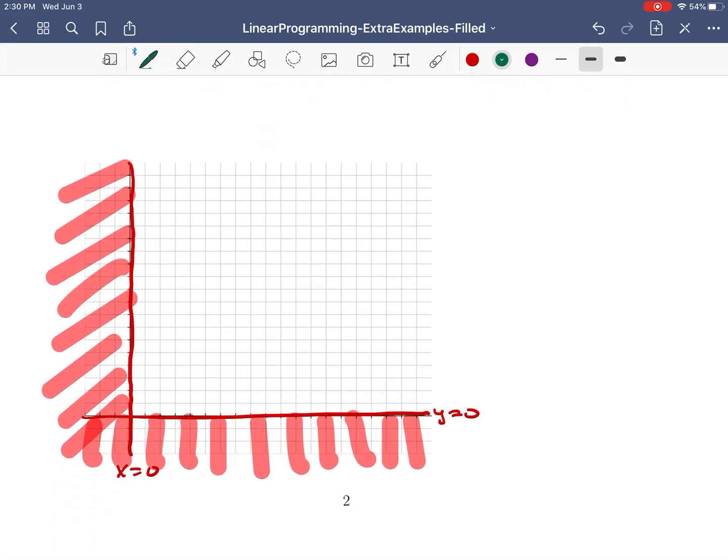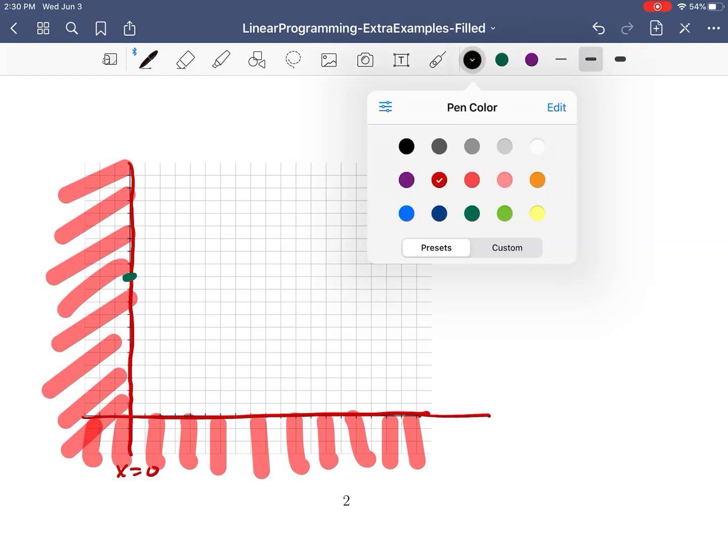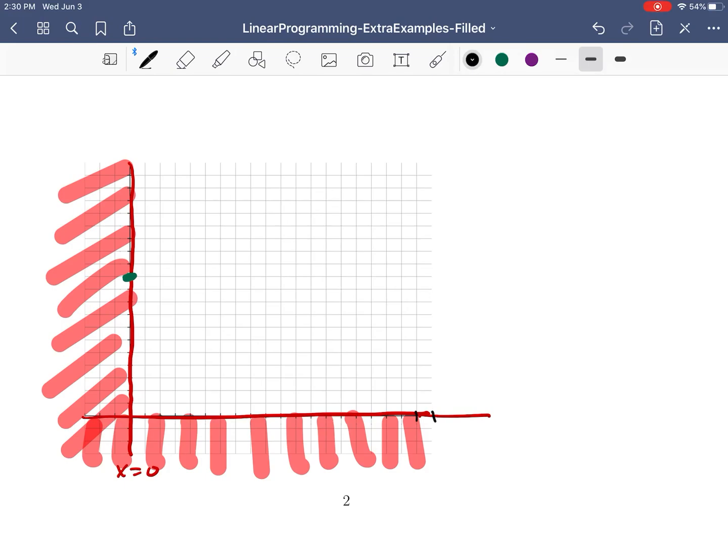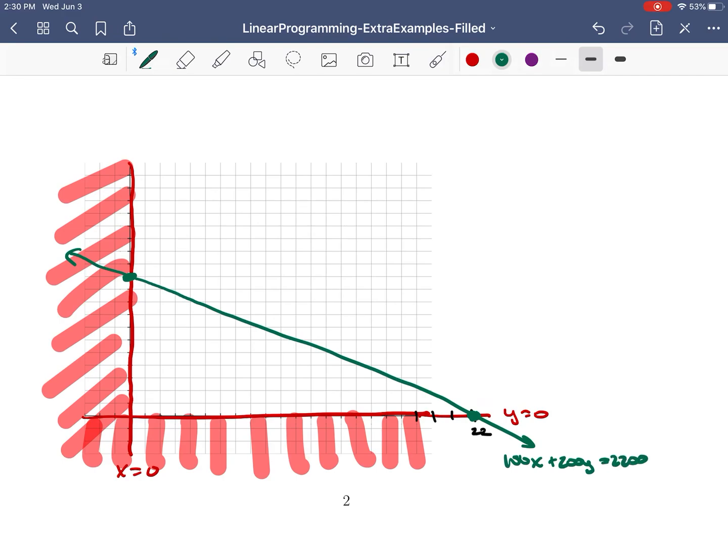So 0 and 11: 1, 2, 3, 4, 5, 6, 7, 8, 9, 10, 11. Okay, so here's 19, 20, 21, and 22. So that's where our other point goes. And then we connect this with a line. So this is our 100x plus 200y equals 2200 line.